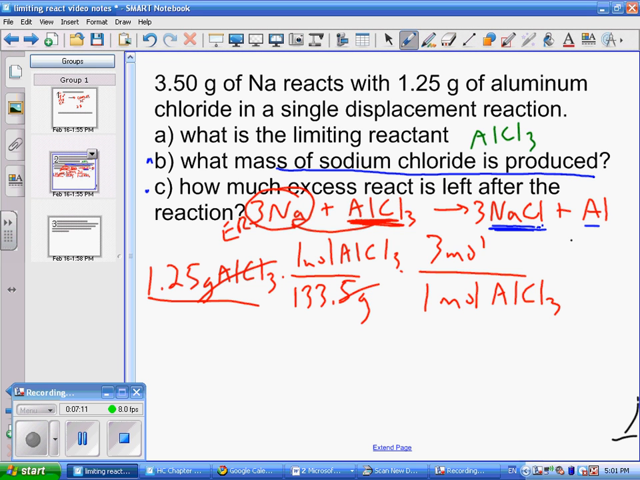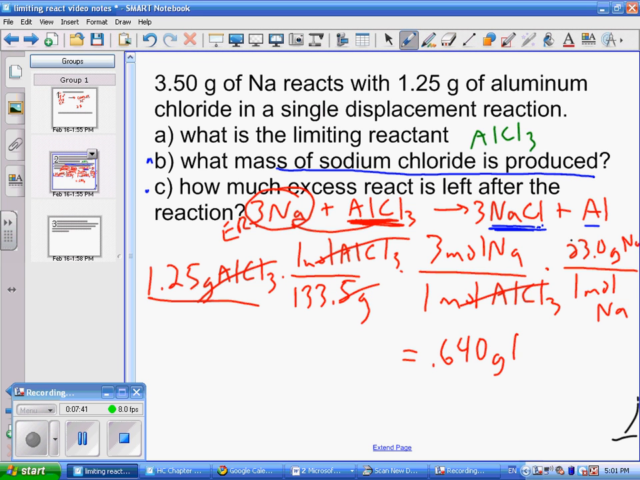So 3 moles of Na. Now I can't do much with moles. There's no mole balances, so I better convert it one more step. 1 mole of Na, and on top is 23.0 grams of Na. Okay, sorry about it's running off the edge there. All right, so take your 1.25 divided by 133.5, hit equals. Multiply by 3, hit equals. And then multiply by 23, hit equals. I actually only used 0.640 grams of Na. That's how much I actually used.